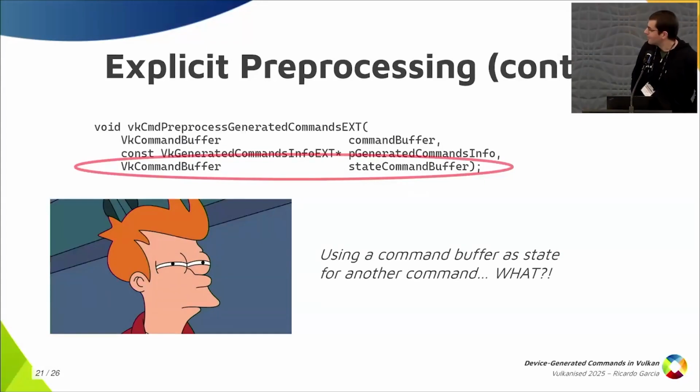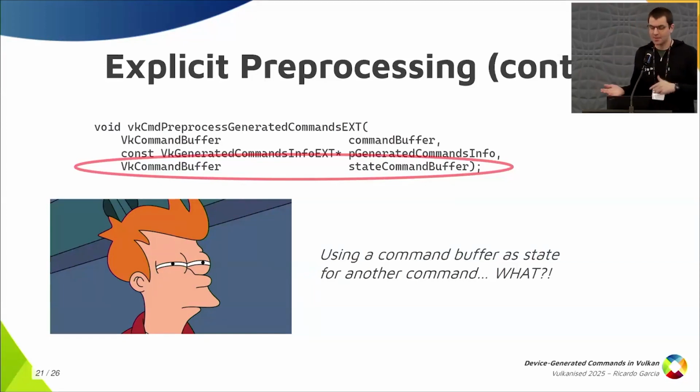I was saying that the preprocessing step needs to have the same state as the execution: you need to have bound the same pipeline state, the same shaders, the same descriptor sets, the same contents. And explicit preprocessing is normally used with a separate command buffer that you submit before the actual execution. You have a small problem to solve, which is that you would need to record the state twice, once on the preprocess command buffer, so that the preprocess step knows everything, and once on the regular command buffer, the one you call execute on. So that would be annoying.